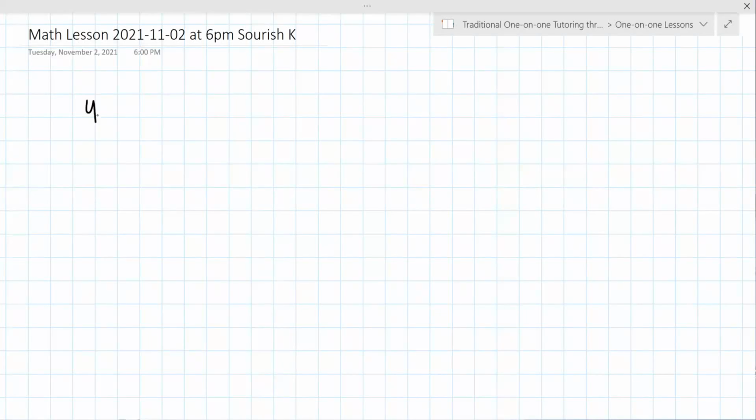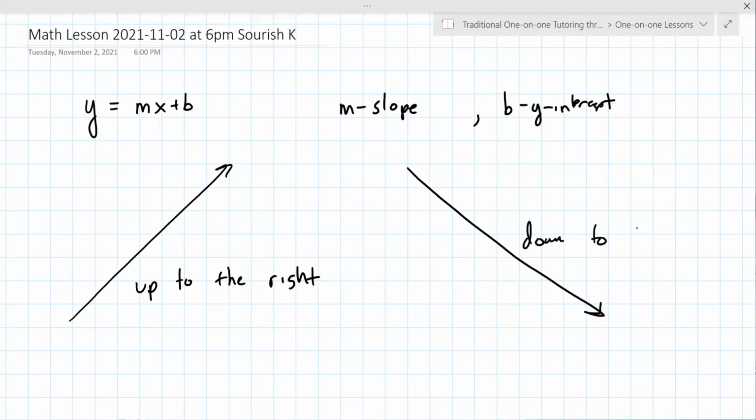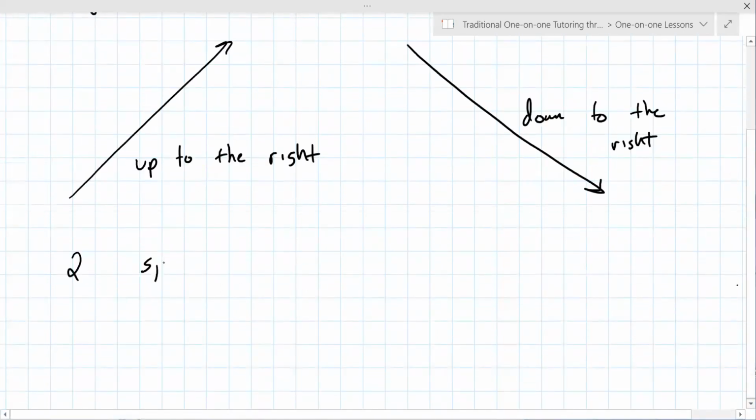Okay, so if I give you a line y equals mx plus b, m is the slope and b is the y-intercept. Hopefully you've seen that a bunch of times. These lines generally either go up and to the right, or they go down and to the right. But there are two special cases.